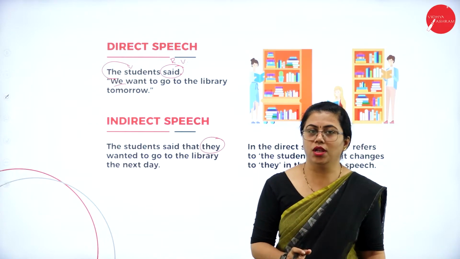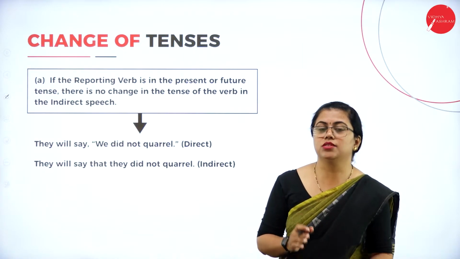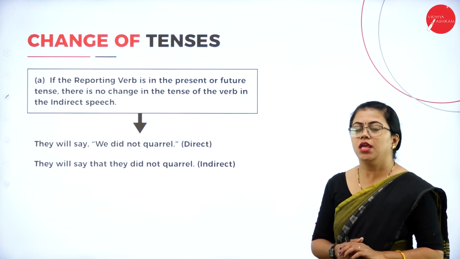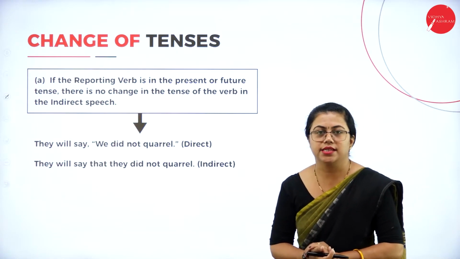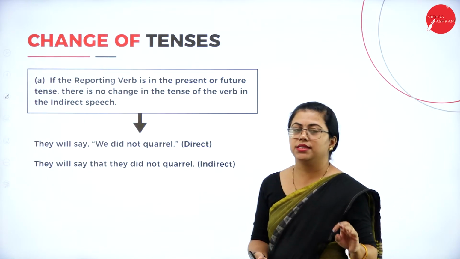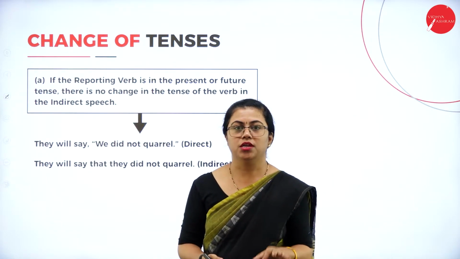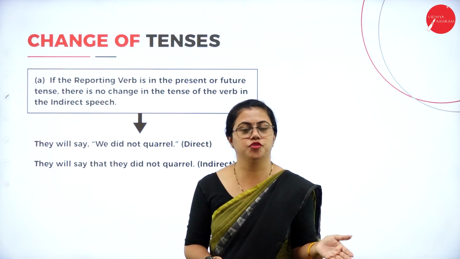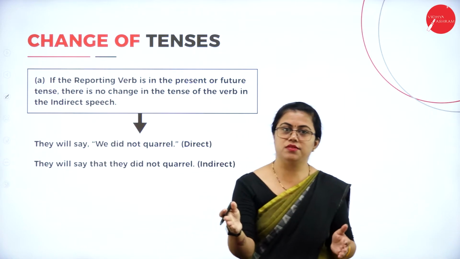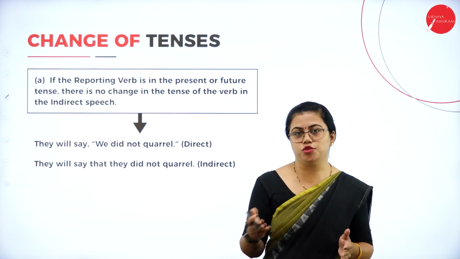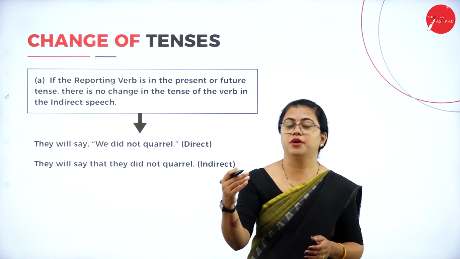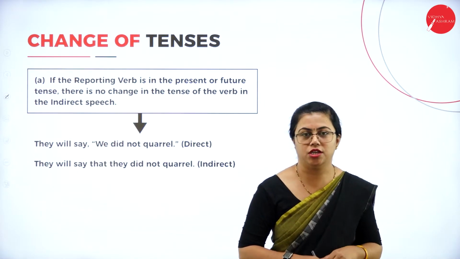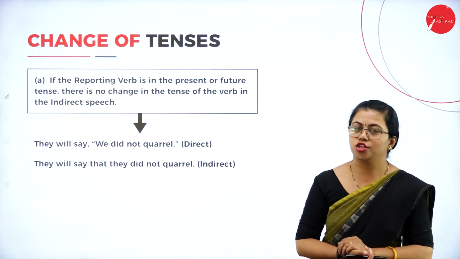The third rule, which is very important, is to change the tenses. So what are the changes in tenses that will happen? You already know that there are 12 tenses, isn't it? Simple past, simple present, simple future. These three tenses. Then continuous will come, past continuous, present continuous, future continuous. Then perfect tense will be there, past perfect, present perfect, future perfect. Then you also have perfect continuous tenses, past perfect continuous, present perfect continuous, future perfect continuous. Okay, so altogether there are 12 tenses.